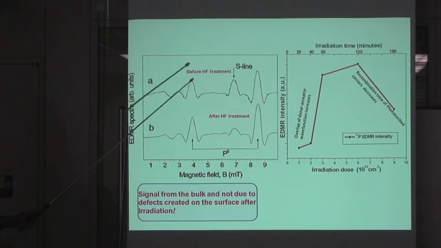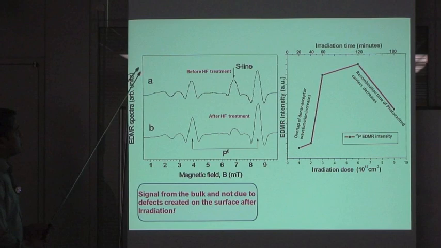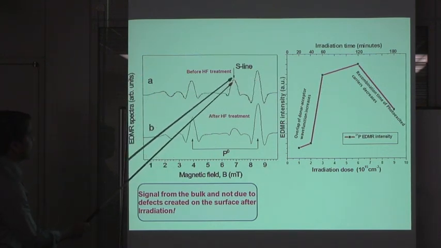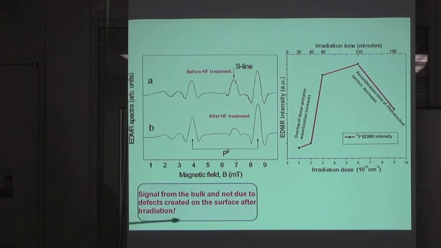Now, whether this enhancement in the signal is just because, when you irradiate your sample, you also create defects at the surface. So is the enhancement in the signal just because of the surface effect, or are we getting something from the bulk of the sample? For confirmation of that, we did the HF treatment again. After gamma irradiation, we measure the signals, so the signal intensity is something like that, and after that we do the HF treatment and then again measure the signal.